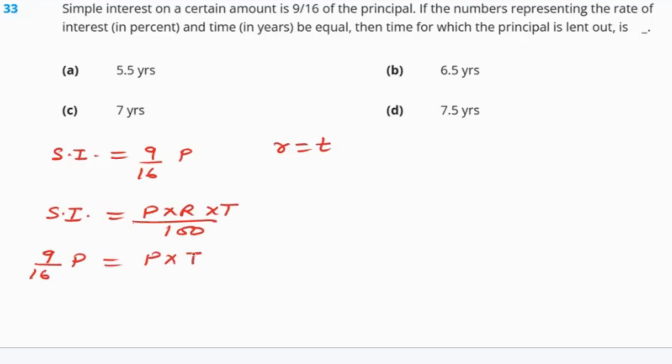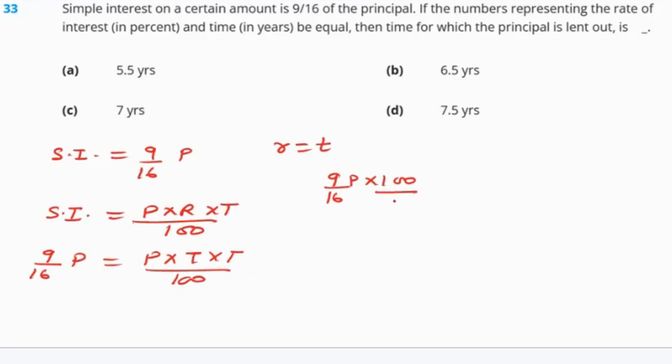R we replace with T, and this will remain T, that is 100. Okay. So now how can we solve that? If we are going to solve it in this way, so we will be getting what? So this we can take that side. So we are getting what? 9 by 16 T times 100.